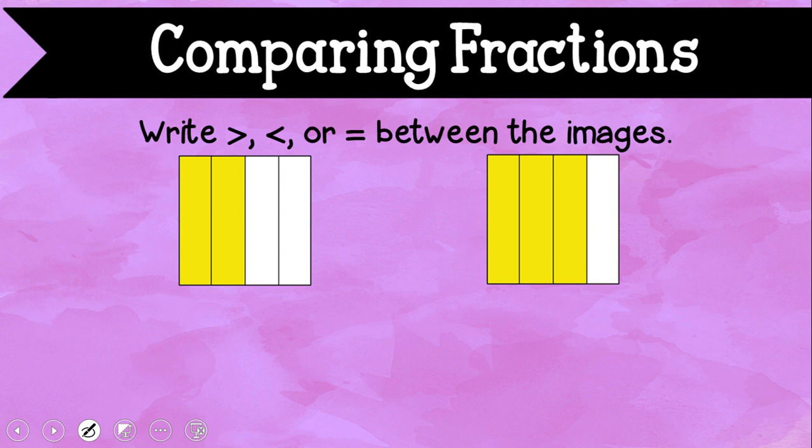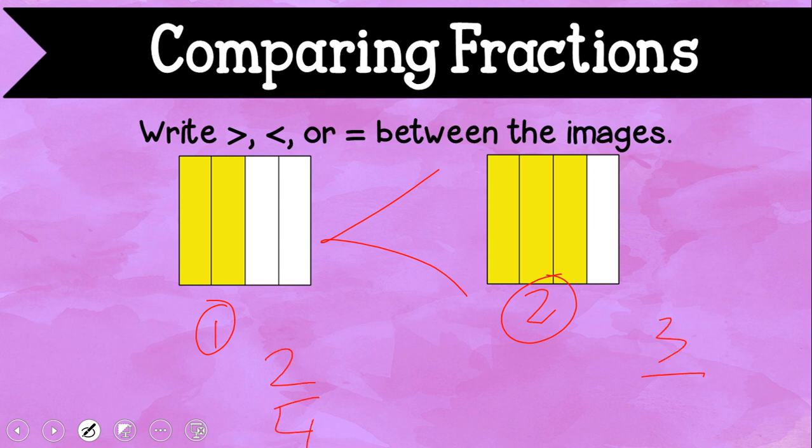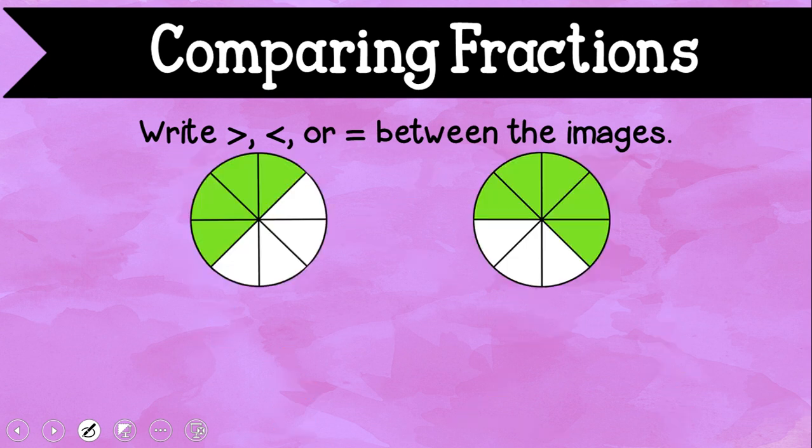So again, I'm looking at the picture, which can help me. It's super easy just to look at the picture and see how many are yellow and how many are white, because we know by looking at it that the first one has 2 yellow, this one has 3 yellow. So we already know that this one is bigger. And if I was going to write it as a fraction, I would have 2/4 and 3/4, and obviously 3 is a bigger number, okay?